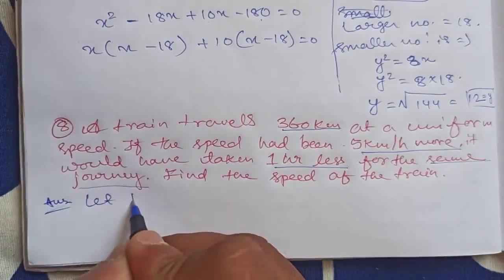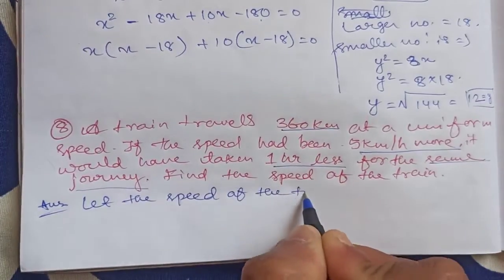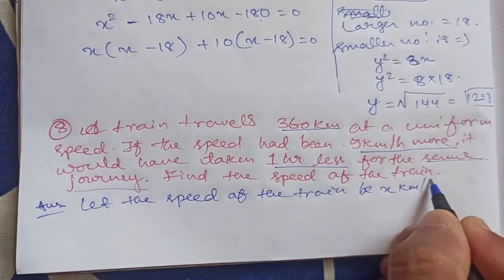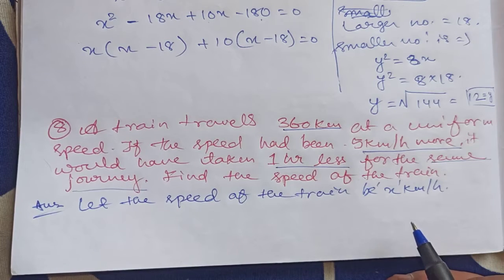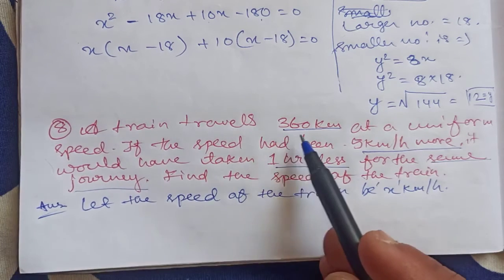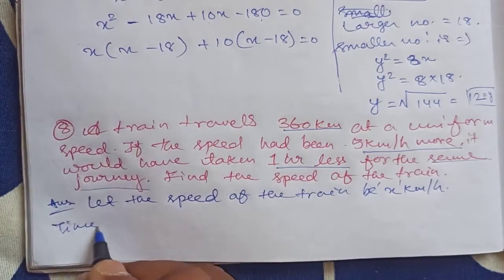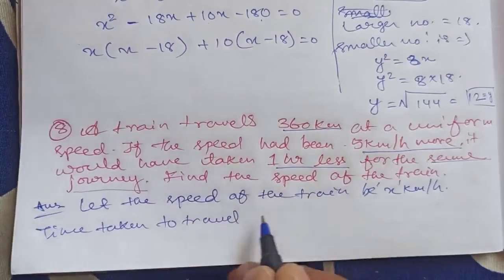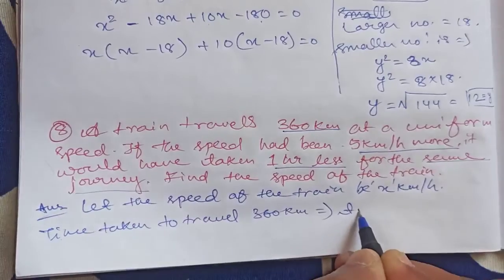We will take, let the speed of the train be x kilometer per hour. Okay, so the time taken to travel 360 km for the first situation will be how much? Time taken to travel 360 km is t1, we will take.